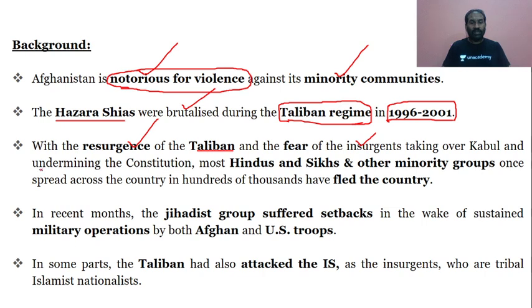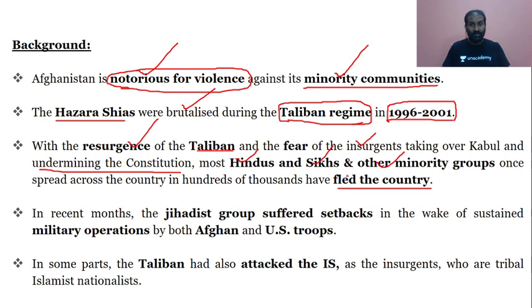That is what the constitution of Afghanistan says, that protection is given to the Hindus, Sikhs, and other minority groups who were earlier spread across the entire Afghanistan. But because of the Taliban regime, the violence or the brutalities taken up by the Taliban on the minority communities, we have seen hundreds and thousands of Hindus, Sikhs and other communities have fled the country.